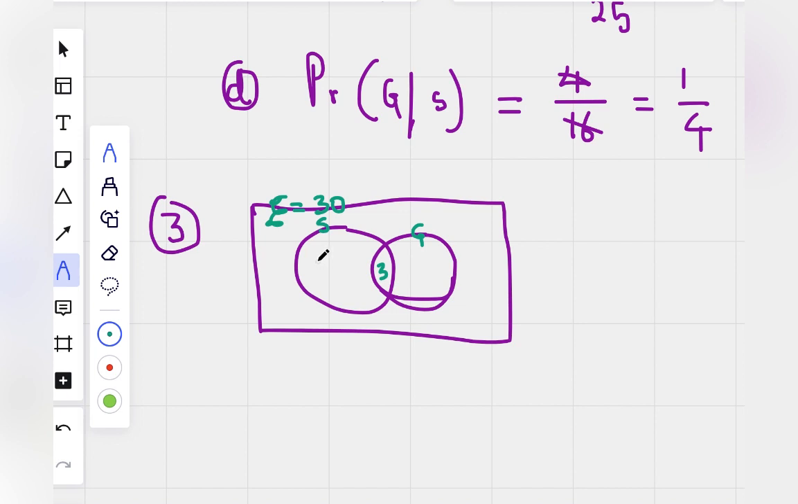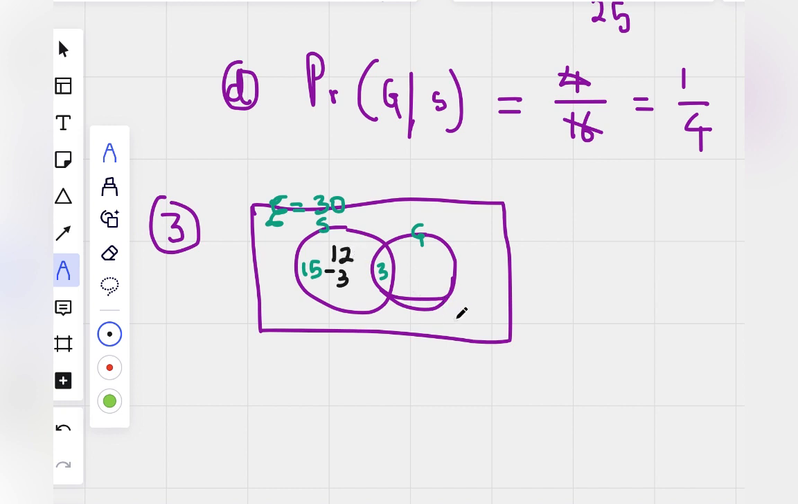Here 15 students study Spanish, so the Spanish region is not totally 15. It's supposed to be what? If you want Spanish only, it will be 15 minus 3. Why are we minus 3? Because out of the 15 students, 3 of them also study German. So if you want only Spanish, those who study Spanish but don't do German, you have to subtract this. Hence you get 12 in this place.